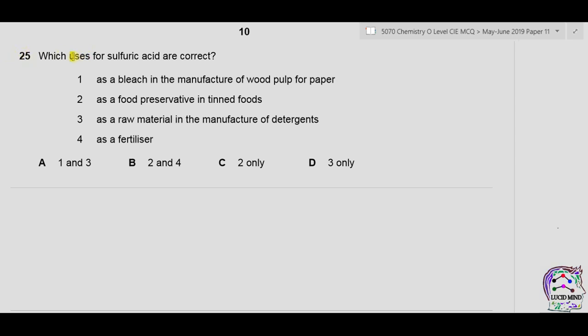Question 25, which uses for sulfuric acid are correct? Number 1, as a bleach in the manufacture of wood pulp for paper. This is incorrect because chlorine is used as a bleaching agent.